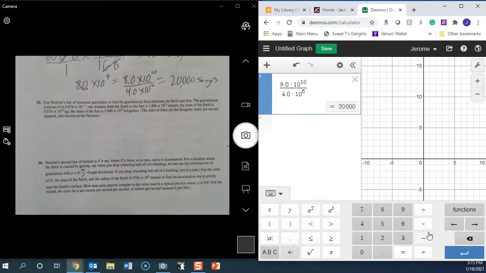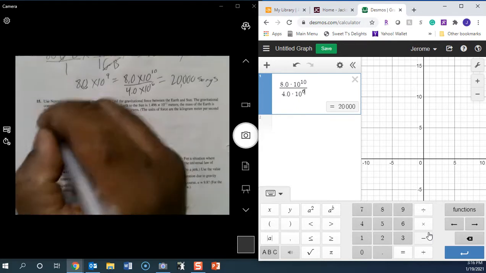The gravitational constant G is 6.674 times 10 to the negative 11 power. The distance from the Earth to the Sun is 1.496 times 10 to the 11th meters. The mass of the Earth is 5.974 times 10 to the 24 kilograms. The mass of the Sun is 1.989 times 10 to the 30th kilograms. The units of force are the kilogram meter per second squared, also known as the Newton.